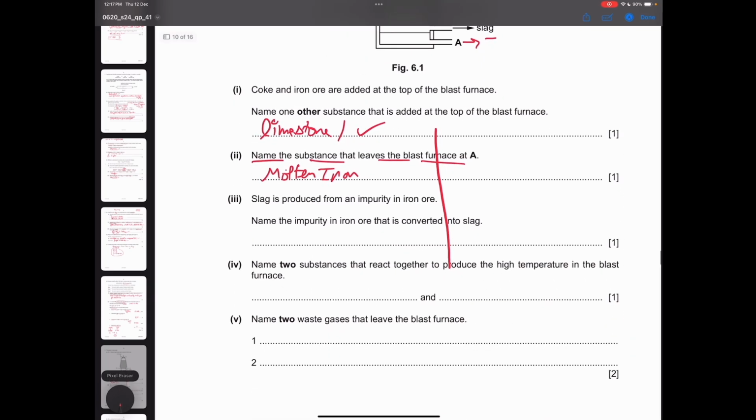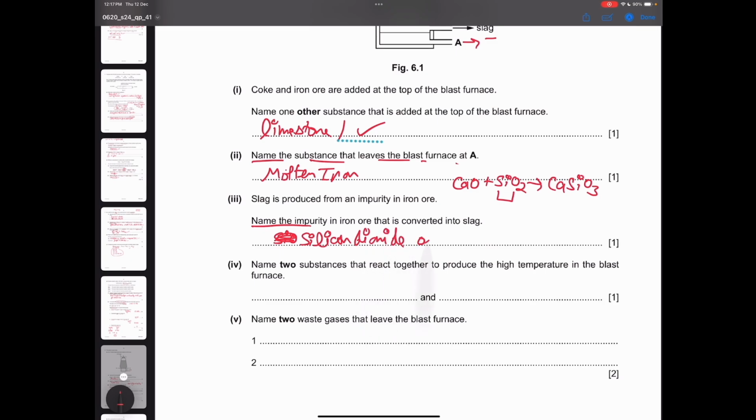Slag is produced from an impurity in iron ore. Name the impurity. Now we know that calcium oxide, when it reacts with SiO2, forms CaSiO3, right? And the impurity SiO2 is nearly sand. So the impurity is SiO2. You can mention silicon dioxide, or you can mention silicon oxidation state 4 oxide. Both are the answers.